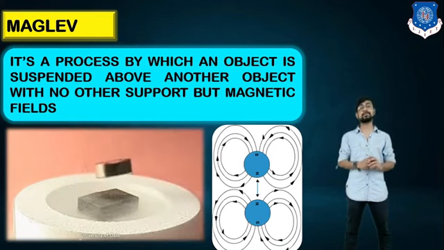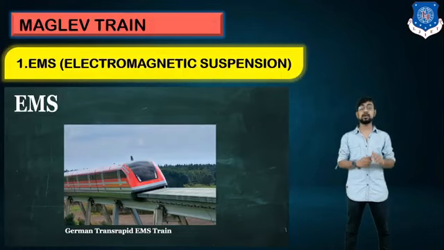Now with the help of this magnetic levitation we have got many applications, one of which is the maglev train. The first technique we will be discussing is EMS, and EMS stands for electromagnetic suspension. Basically, electromagnetic suspension is utilized in the German train. And how does it work?